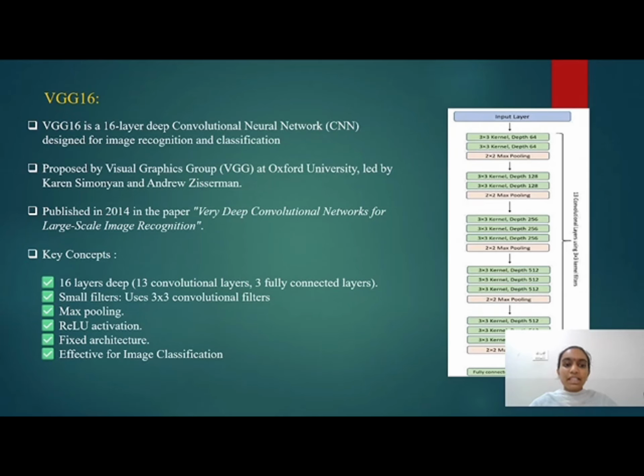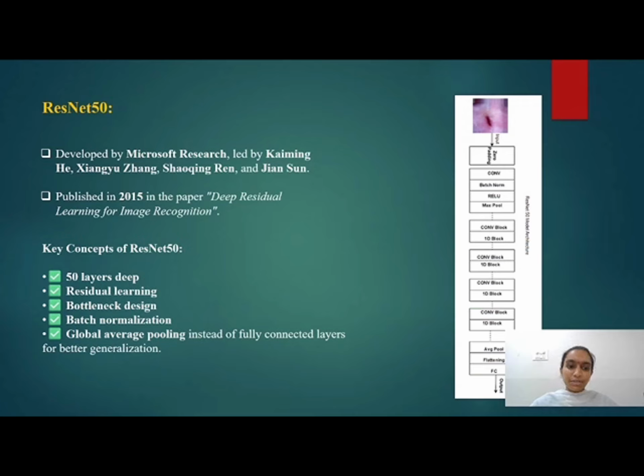VGG16. VGG16 is a 16-layer deep convolutional neural network designed for image recognition and classification, with key concepts like 16 layers deep, using 3x3 convolutional filters, and a fixed architecture efficient for image classification. ResNet 50. It introduces residual connections for better training, developed by Microsoft Research, published in the year 2015 in the paper Deep Residual Learning for Image Recognition.